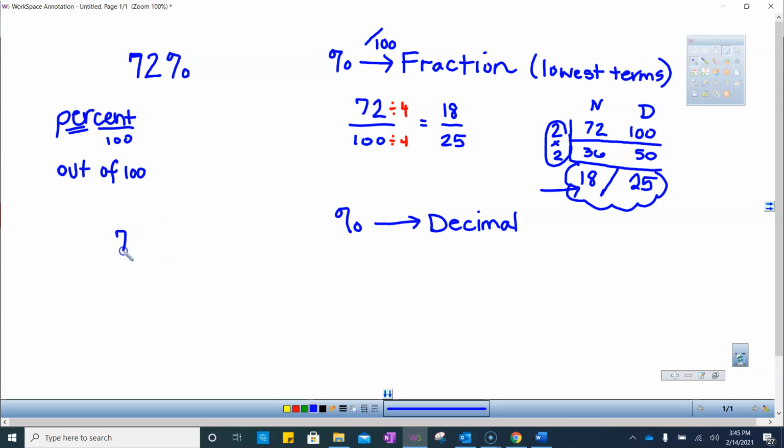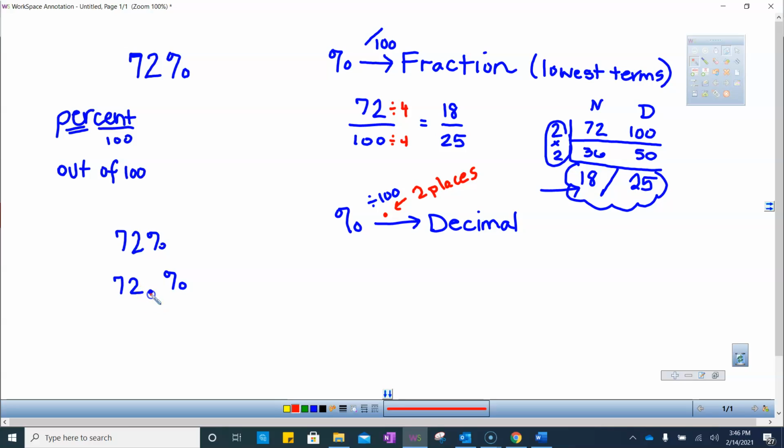Now we're going to go from 72% to decimal form. So 72% has a decimal in it right here. So we can write it with the decimal if we want to help us see what we're going to do here. To convert a percentage into a decimal, you simply divide the percentage by 100. And the shortcut for dividing a number by 100 is to move the decimal point to the left 2 places.